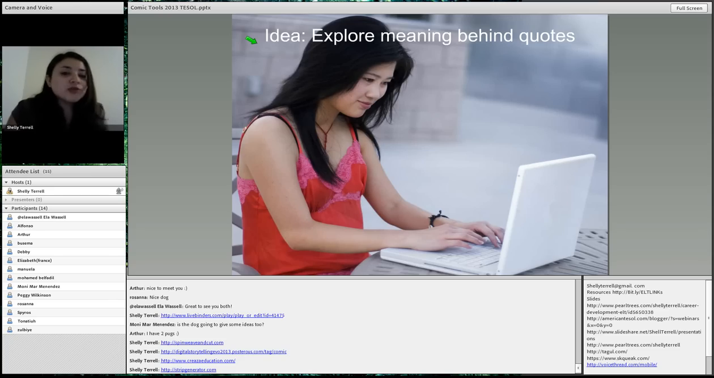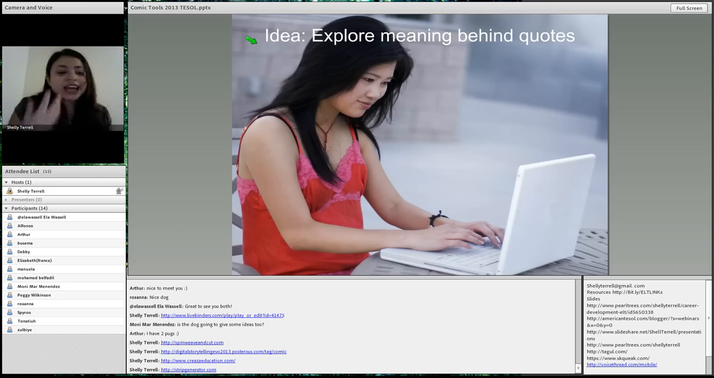They can explore the meaning behind quotes. So let's say you have "to be or not to be," which is a quote from Shakespeare. They could put this in a comic and they can show kind of a situation around it. They can create how someone comes to say "to be or not to be, that is the question."